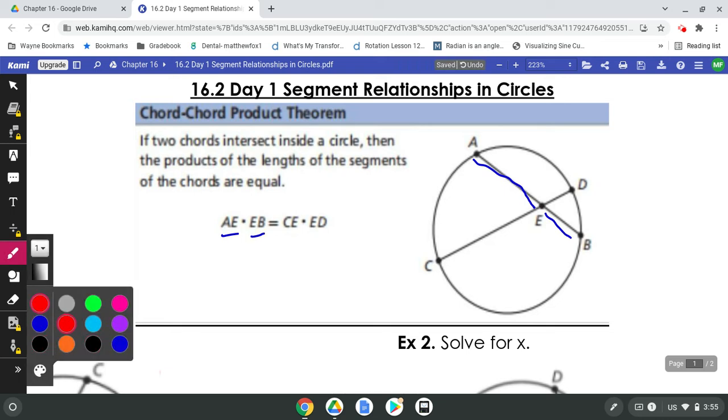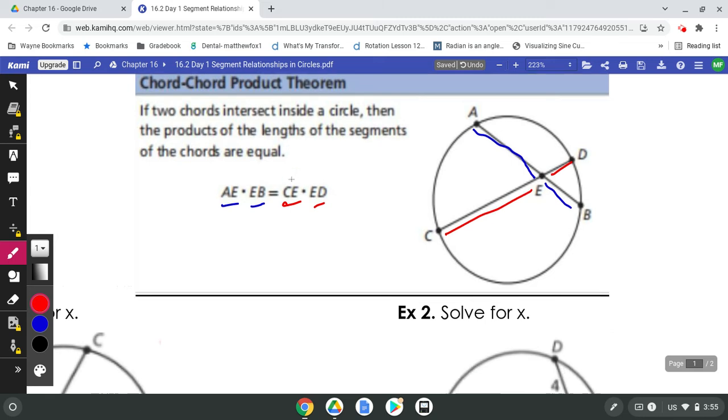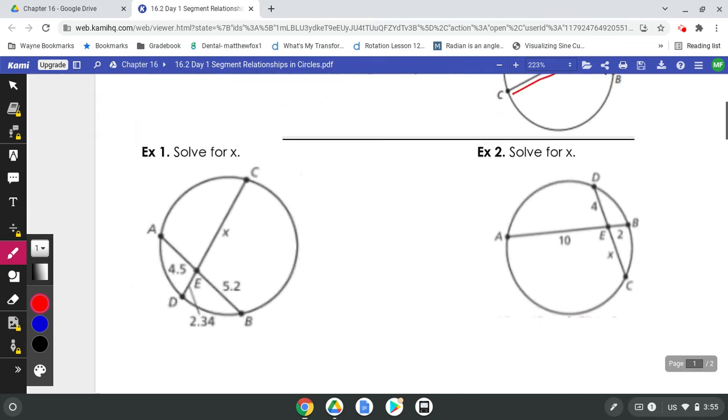So if we multiply those together, we will get the same thing as if we multiply CE, that's that chunk, and ED right there. That will always give us the same thing. So pause it, write this down, draw this picture. You don't need to write this down, but it will be equal.